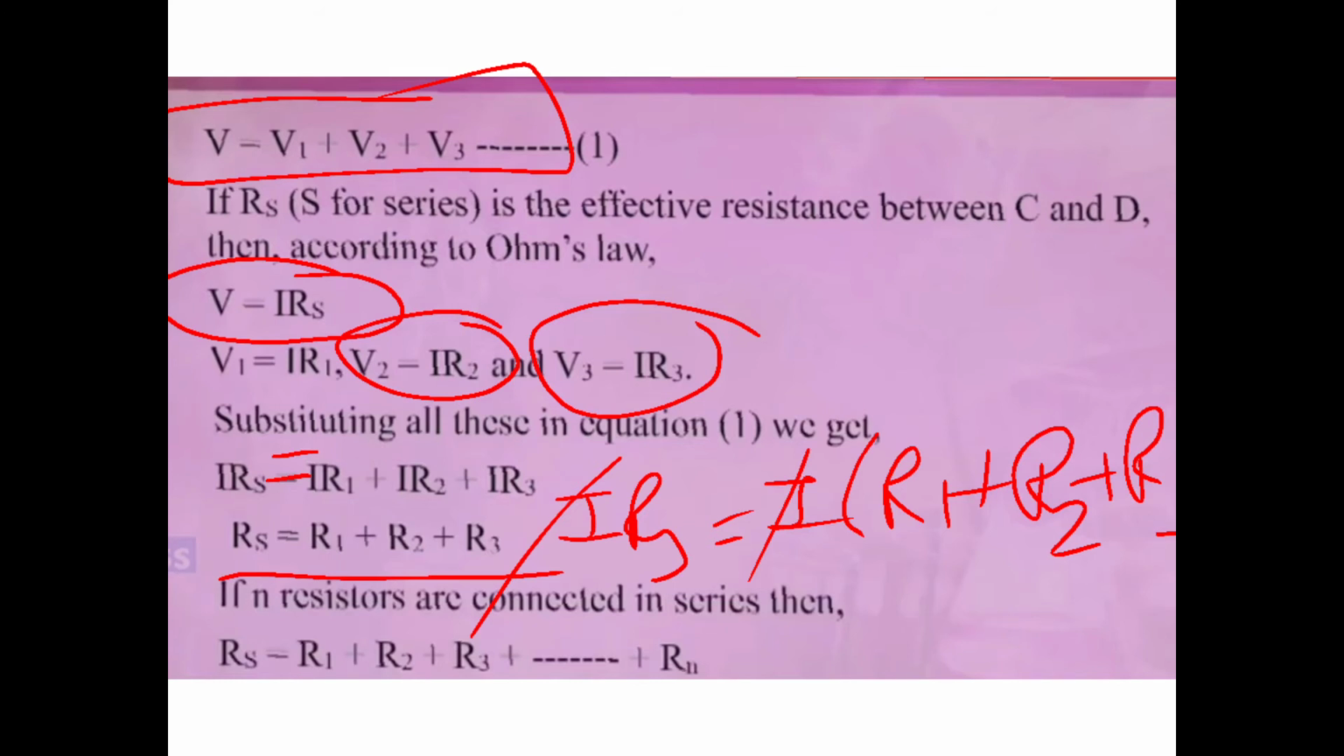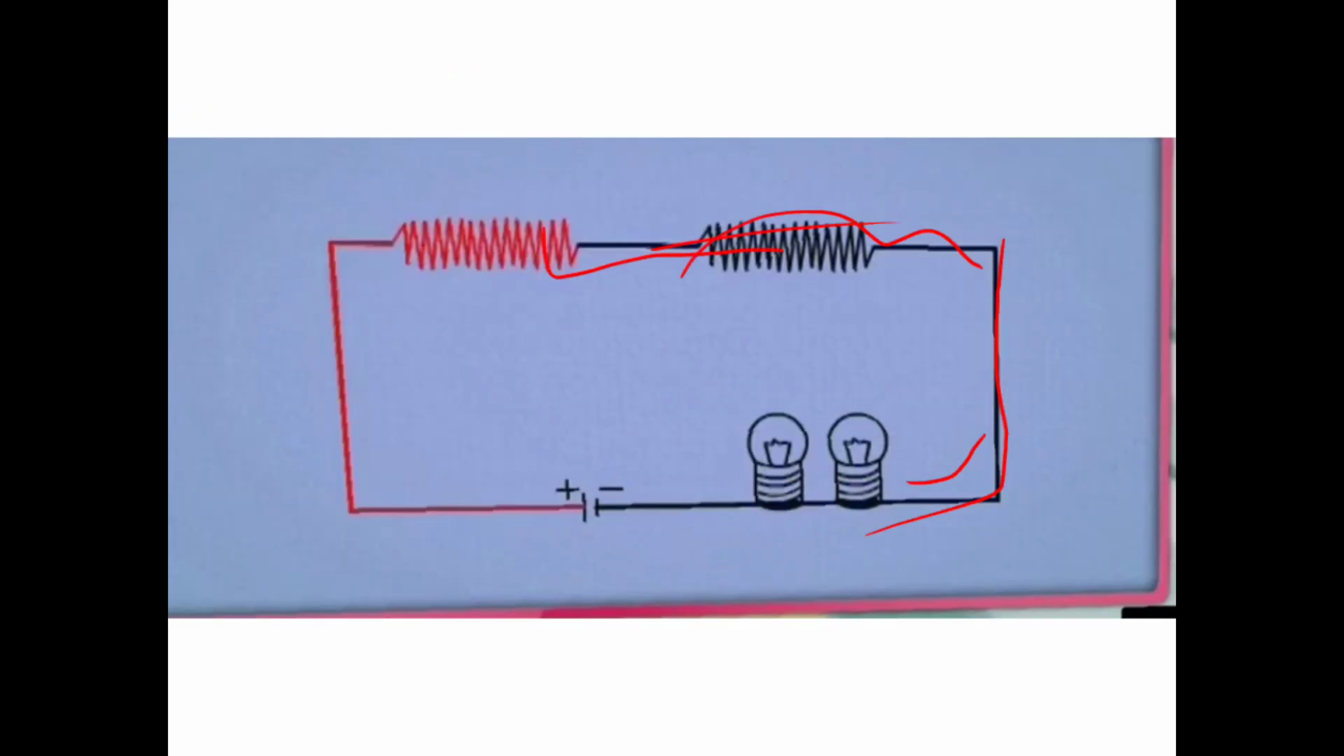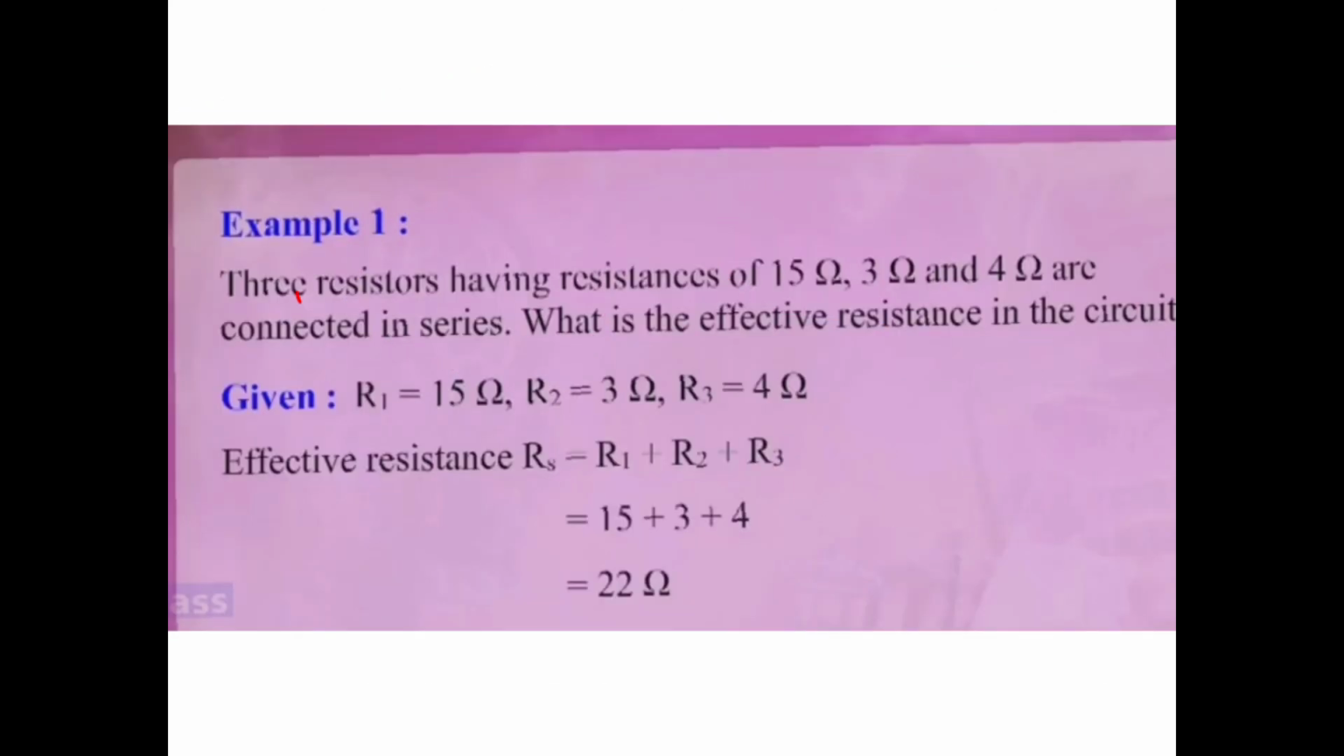Next part, the effective resistance is larger than the individual resistances. We have seen in the examples also. See here, we got the answer 22. Now 22 is bigger than all the three, 4, 3 and 15. Right, from all the three it has increased. So what to do if you want to increase the resistance and if you want to control the current, then you are going to use the series resistance. Followed?